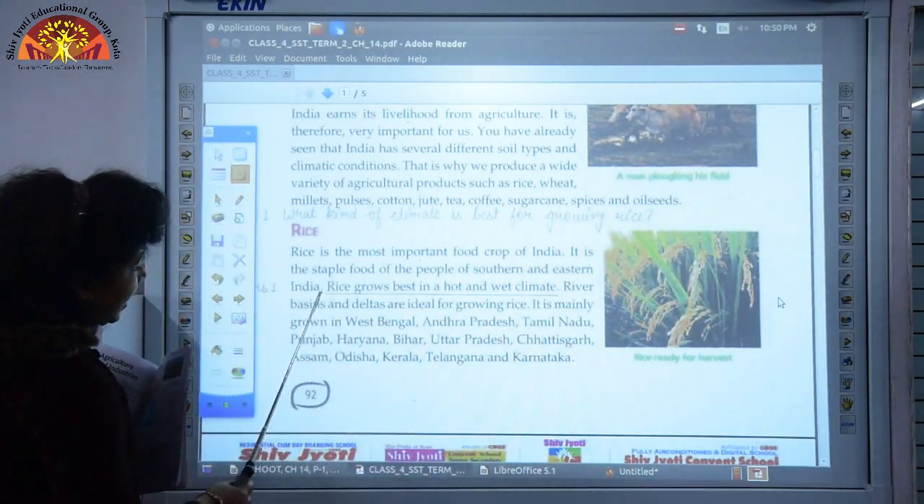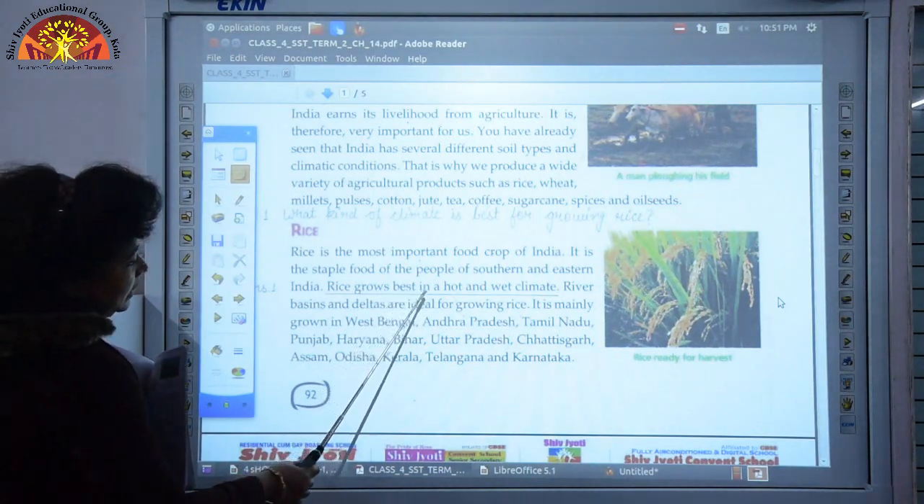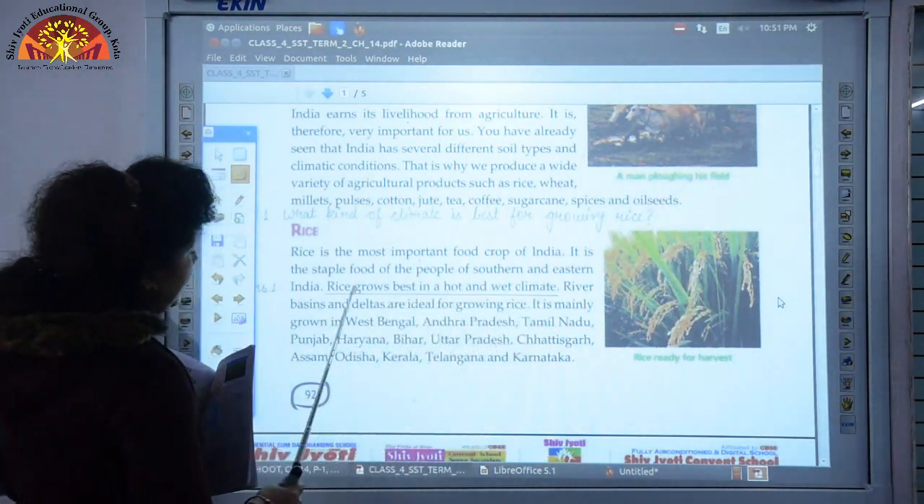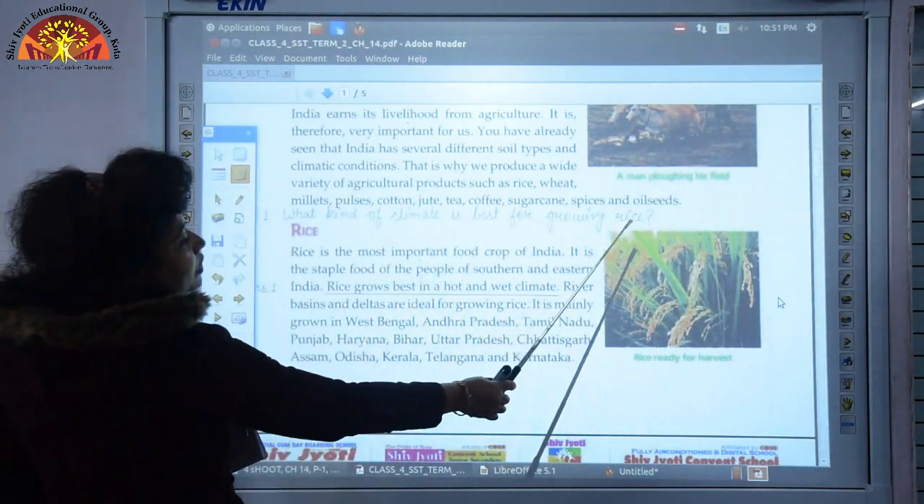And the answer is right here. Please underline your answer: rice grows best in a hot and wet climate. I want you to underline this in pencil and write this question also in pencil.